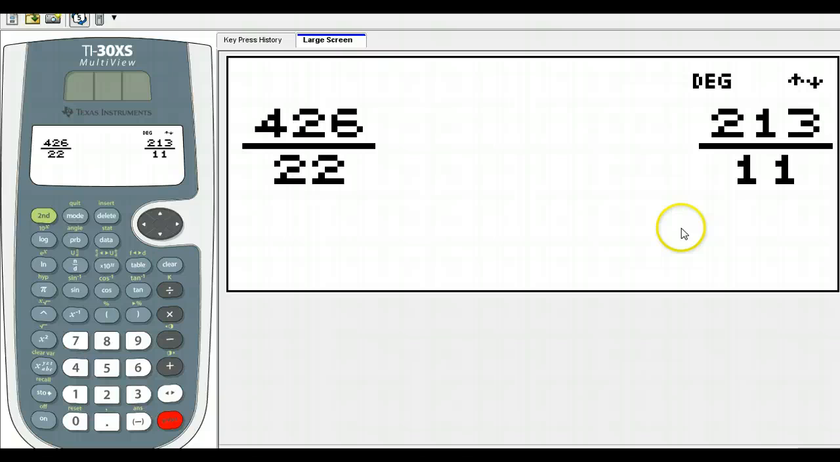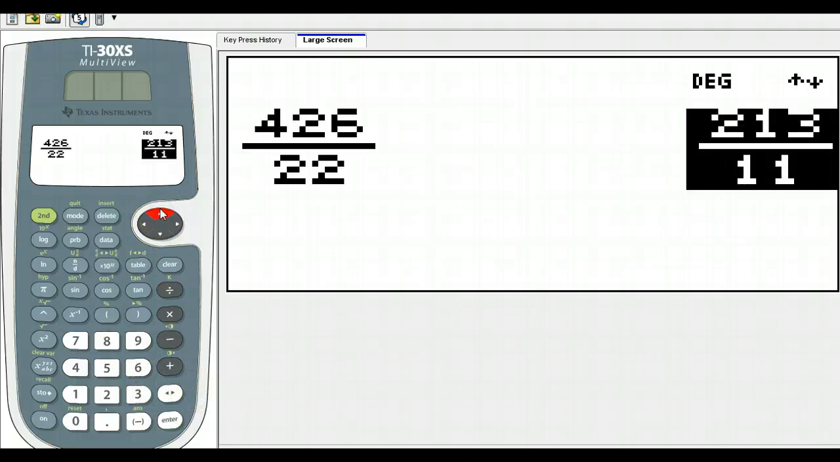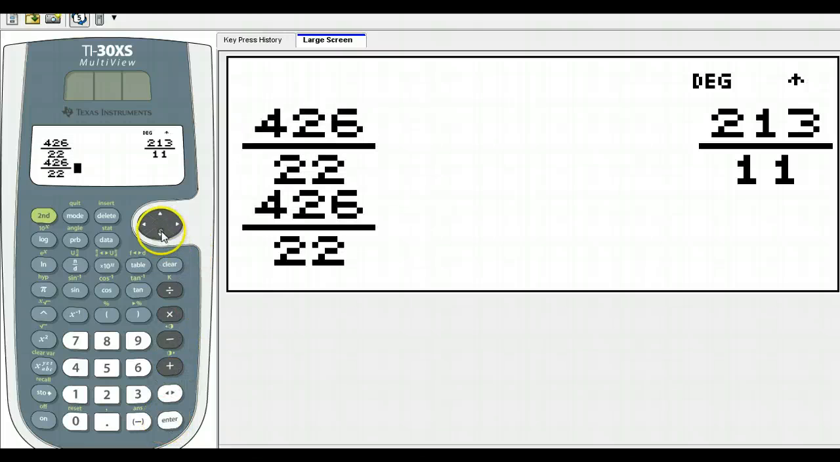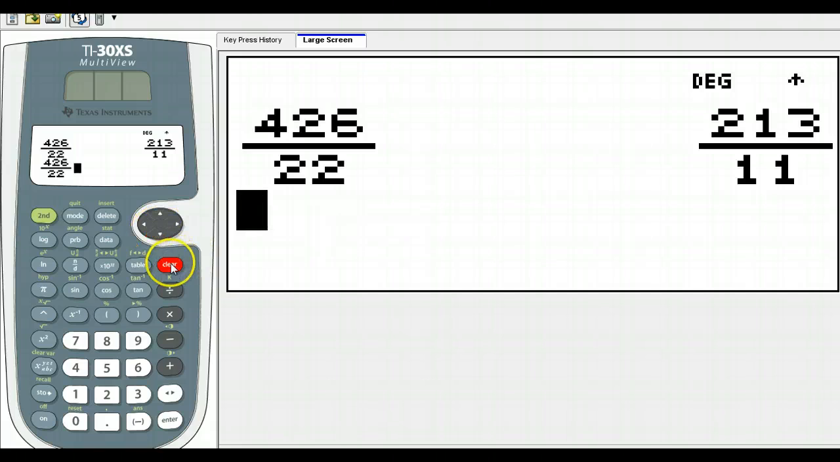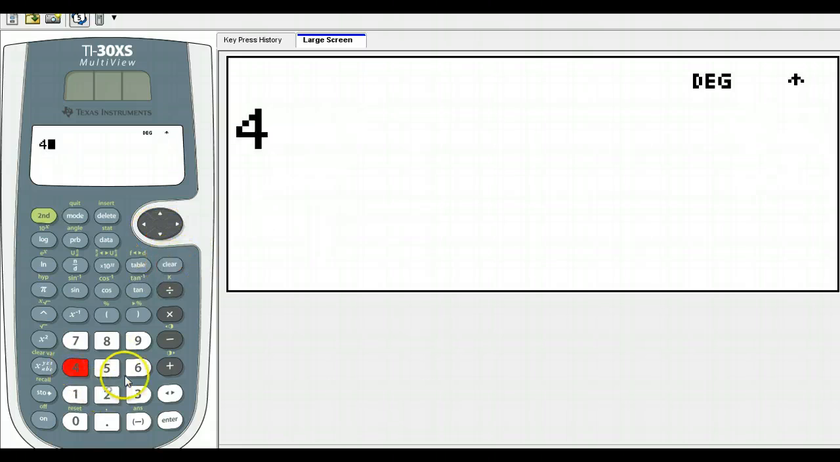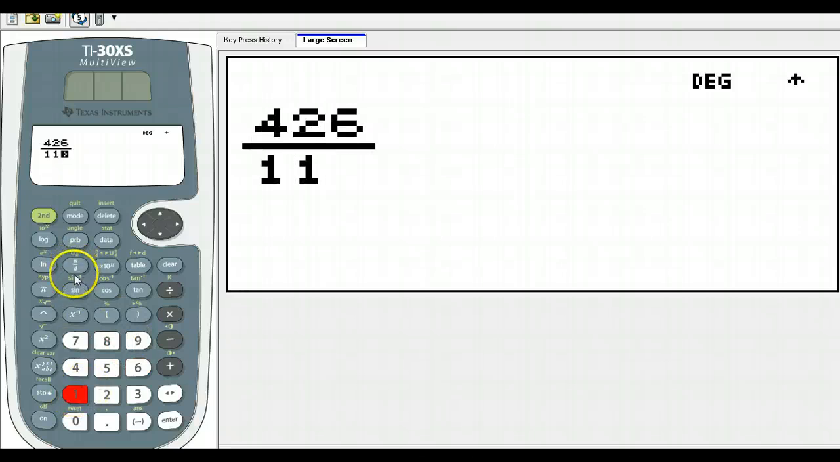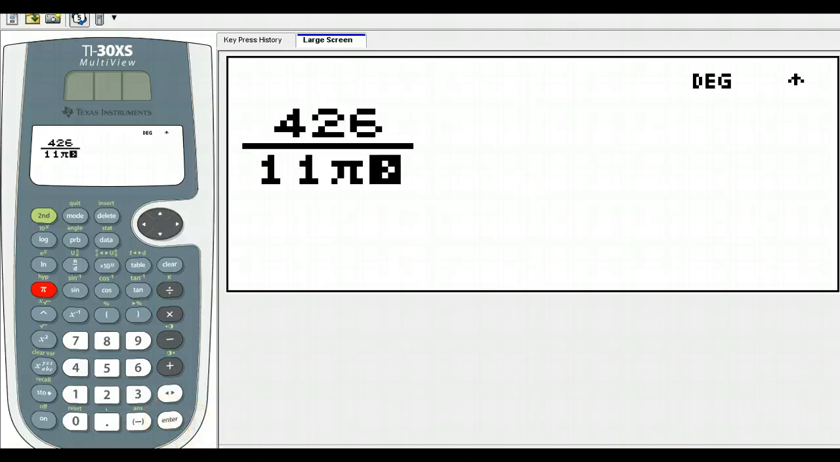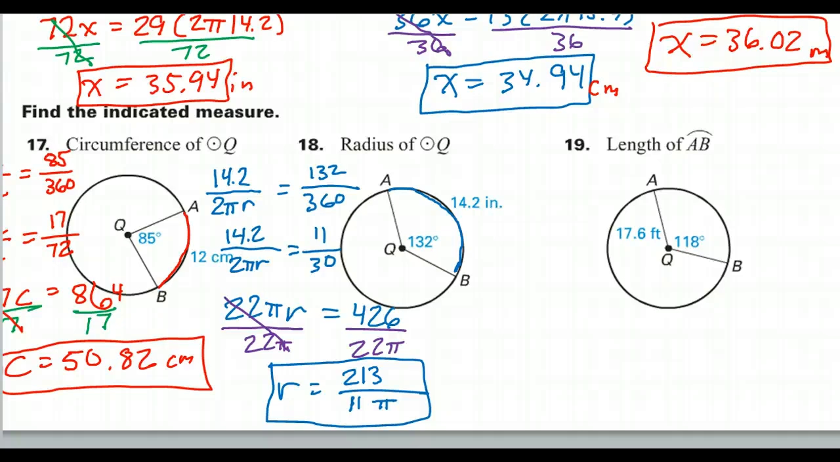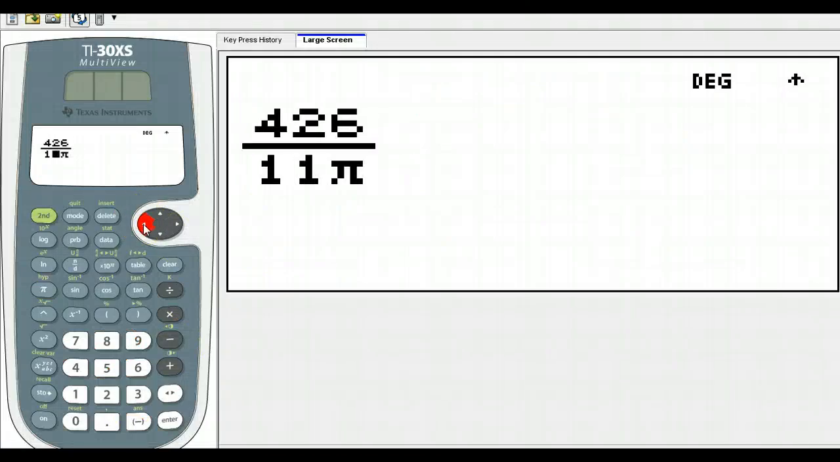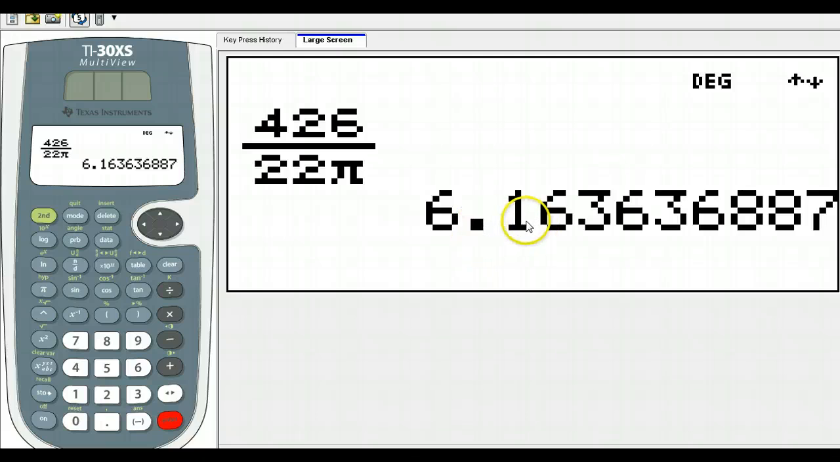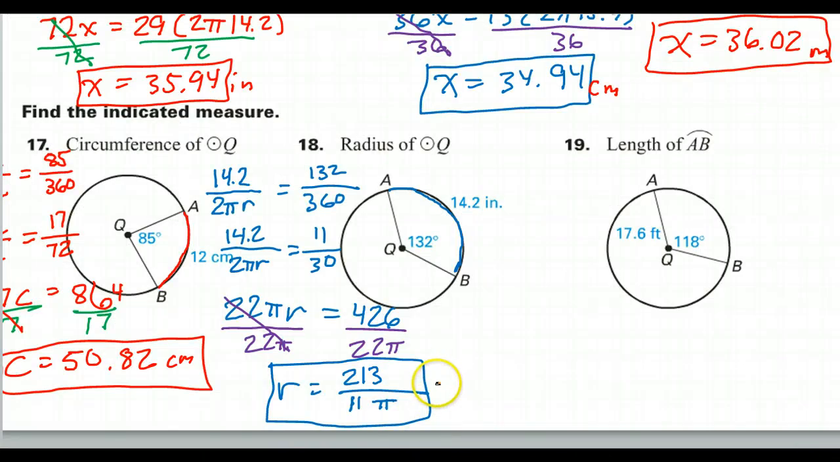Of course, if I want a decimal, the best thing to do would be to just put that pi right in there. So we had 400, let me just start over. So we had 426 over 11 pi. No, we didn't. We had 426 over 22 pi. Okay, so that is 6.16. So that would be the decimal form of this answer. All right, and this is inches, so I should include the units.